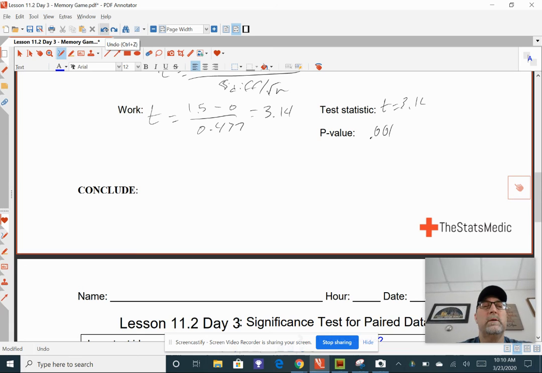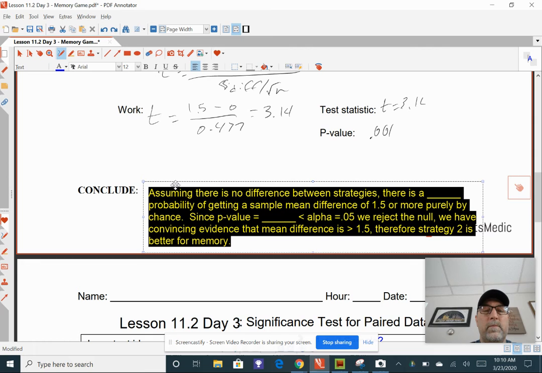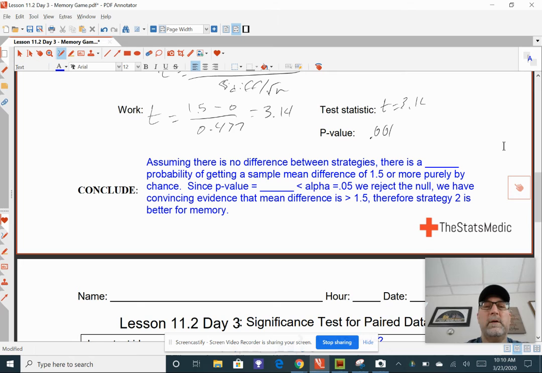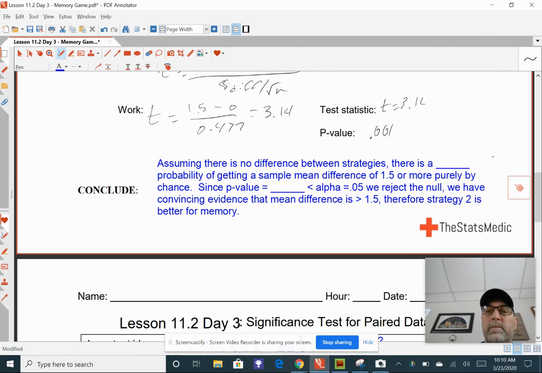All right, let's see if I can get this back. I can't. Oh, there it goes. Hey, there I got it. All right. Okay, so 0.001 goes here. Oops. And 0.001 goes here. All right, got it. Okay, there we go.